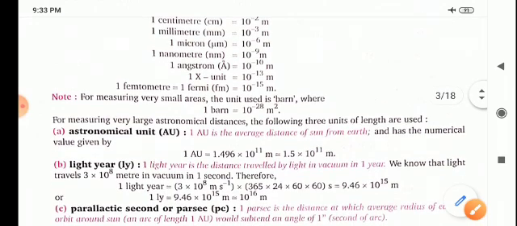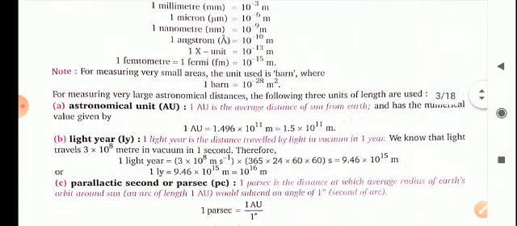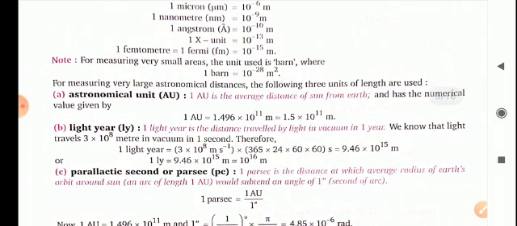Next is the astronomical unit. 1 AU is the average distance of the sun from the earth. 1 AU equals 1.496 into 10 power 11 meter, that is approximately 1.5 into 10 power 11 meter.